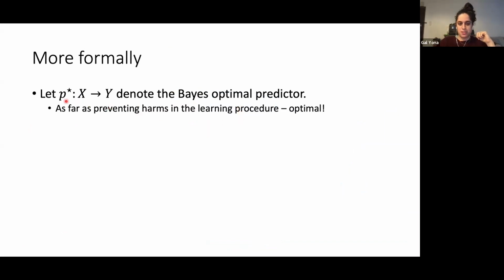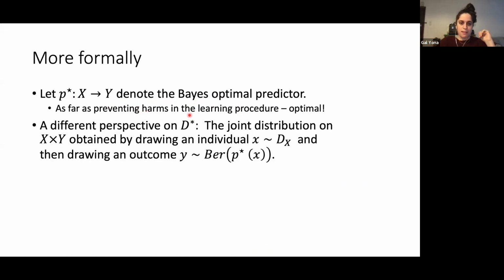I'm going to denote by P star the Bayes optimal predictor. This is the expectation of Y conditioned on X. And as far as the objective I've discussed before for preventing harms in the learning procedure, P star is optimal. If I had infinite data, I could compute it exactly. So using P star, we can derive a different perspective on this joint distribution D star. I can view it as the joint distribution on X and Y obtained by first drawing an individual according to the marginal distribution on X, and then drawing an outcome by tossing a coin with bias P star of X.